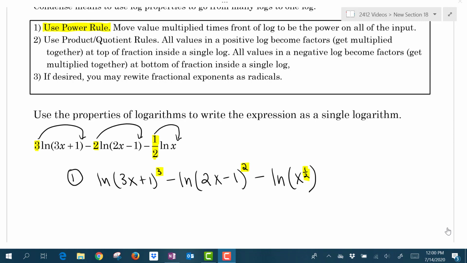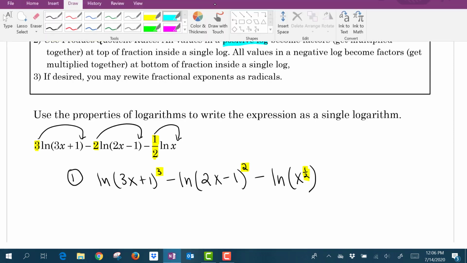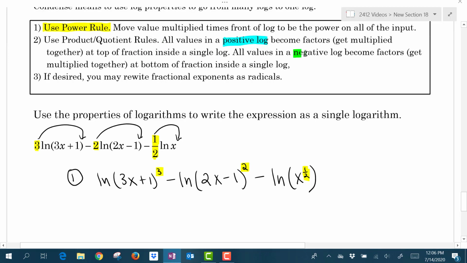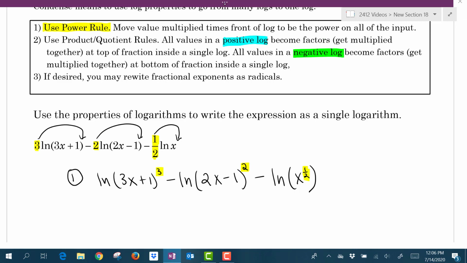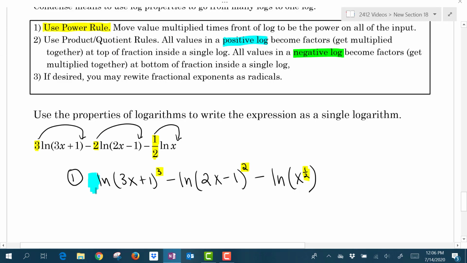The second step is to use your product and quotient rules, and we're going to use them all at one time. Alright, so we are going to look at all of the logs, and we're going to look at which ones are positive logs, and which ones are negative logs. So anything inside of a positive log, so first here we have only one positive log, but anything that's inside of a positive log is going to go into the top of the fraction when we condense it all down into one log. So anything in a positive log is going to get multiplied together at the top of that fraction inside.